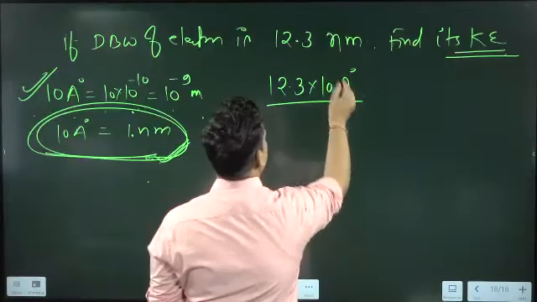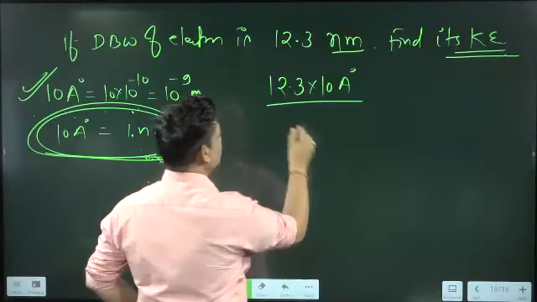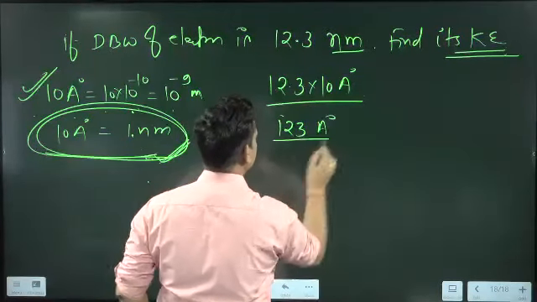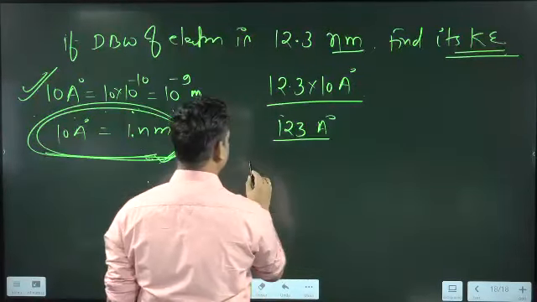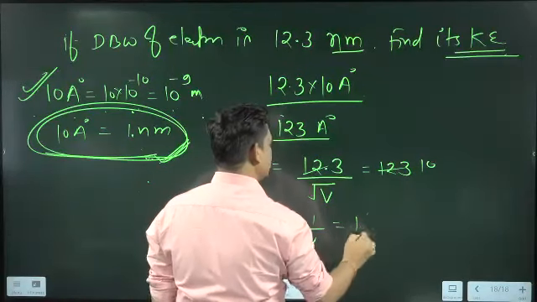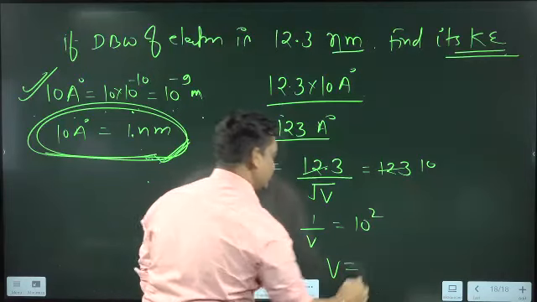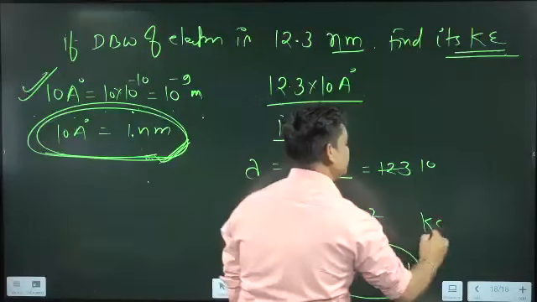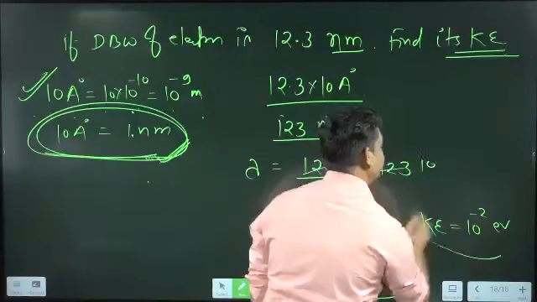Now we can say this 12.3 nanometer, I can write as 123 angstrom. Then I will use lambda equal to 12.27, I can say 12.3, divided by root V, and this is 123. So how much is that? 10 times. So this is 10, so if I square, 1 by V equals 10 square, so V equals 10⁻². So we can say kinetic energy will be 10⁻² electron volt.